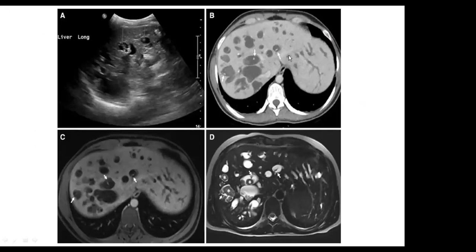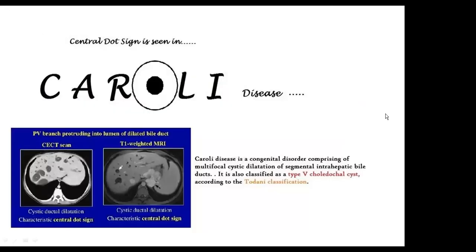And this is a contrast-enhanced CT scan showing the central dot sign, which is the enhancing dot of the portal vein surrounded by dilated intrahepatic ducts. And this is T1 and T2 weighted MRI showing also the central dot sign, which can be seen by almost all imaging modalities. And there are here multiple intraductal stones. So always remember, Caroli disease, the spot diagnosis, the central dot sign is seen in this disease, and it is a type 5 choledochal cyst.